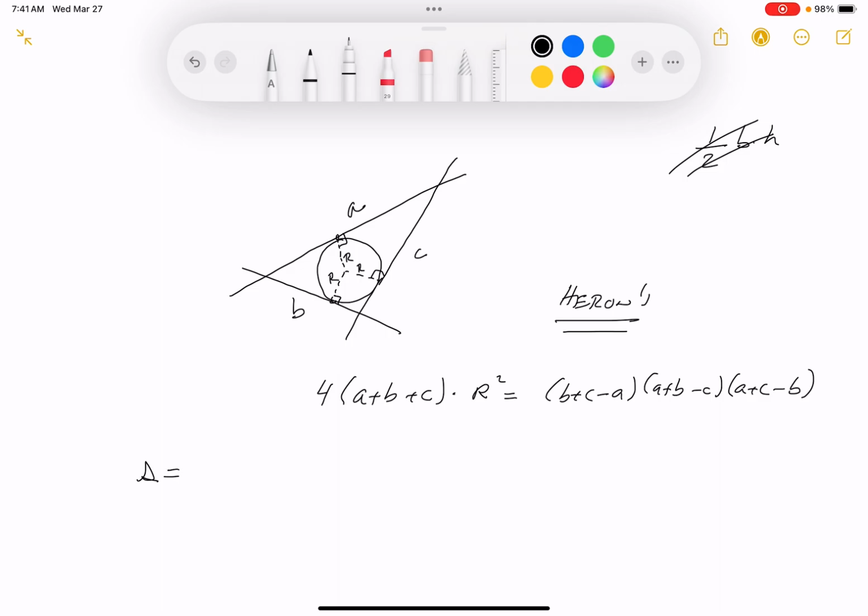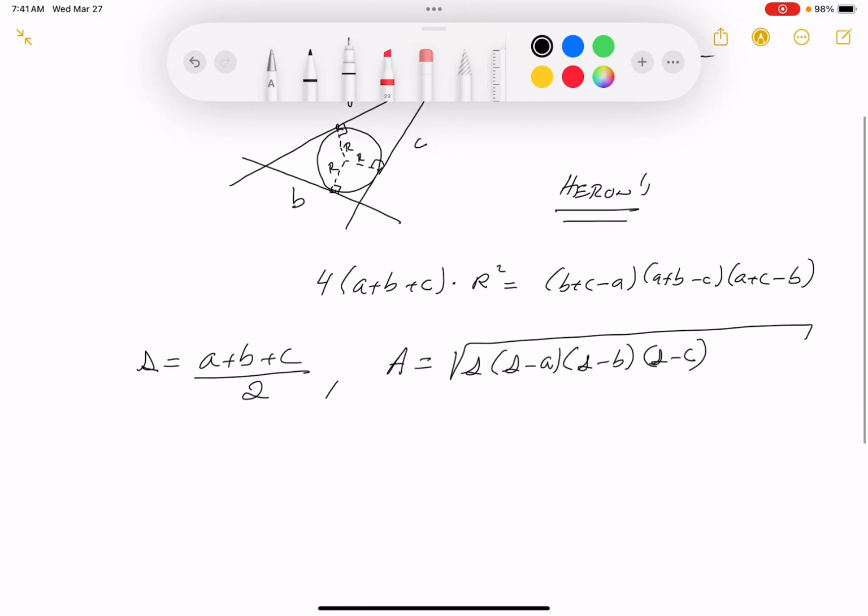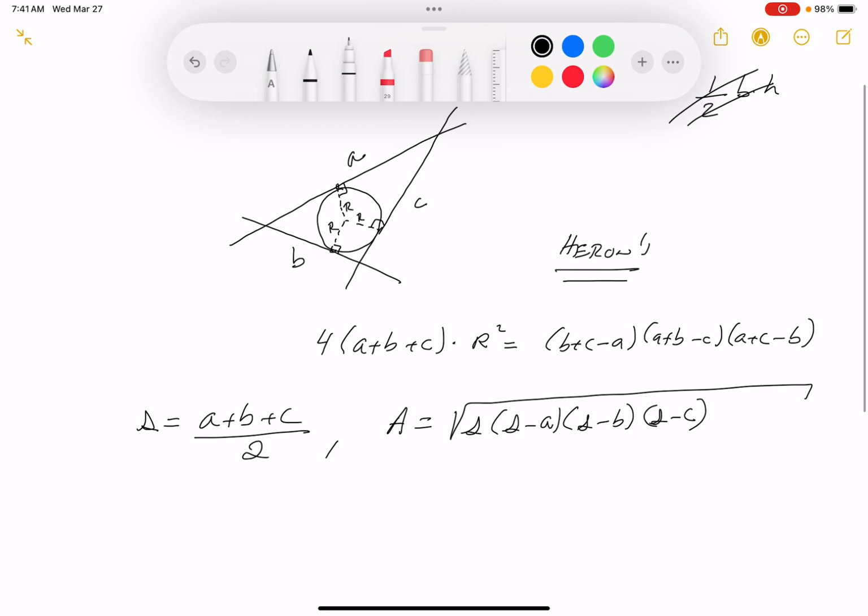S is called the semi-perimeter. It's (A plus B plus C) over 2. And then the area of the big triangle is going to be pretty simple to write down, by the way. It's going to be the square root of S times (S minus A) times (S minus B) times (S minus C). So what I want to do is write that down now. And someone says, well, what are you writing down? I'm writing down the area of the big triangle. The big triangle I'm talking about is this triangle over here. This is the big one.